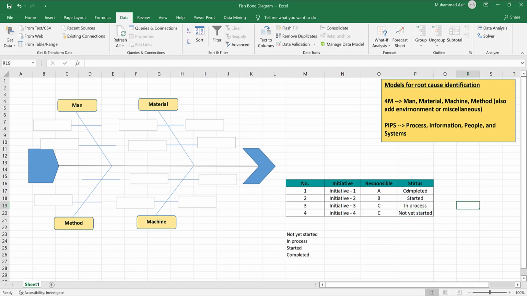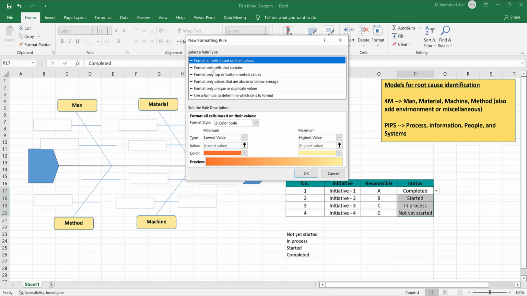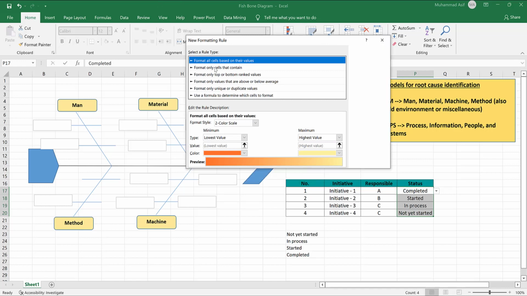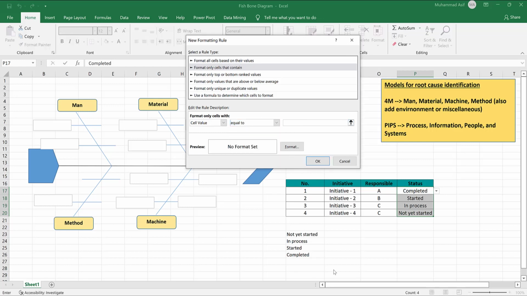And one last thing that we can do, regarding aesthetics, is make it a little bit more beautiful, and for that purpose I will go to conditional formatting. In conditional formatting we say new rules, and format cells that contain equal to, and the first one, let's say completed, and I want it to appear as green.